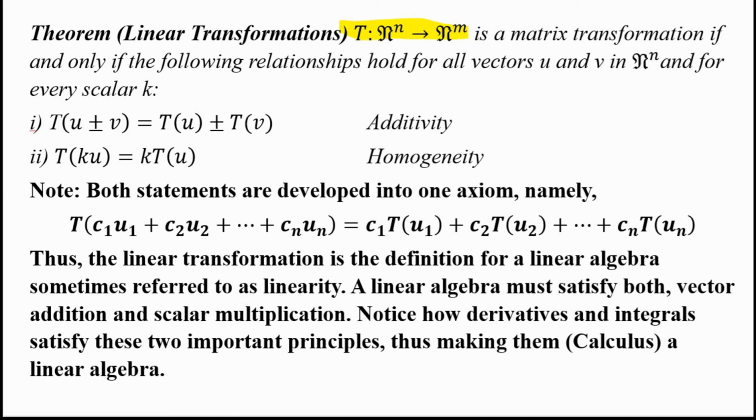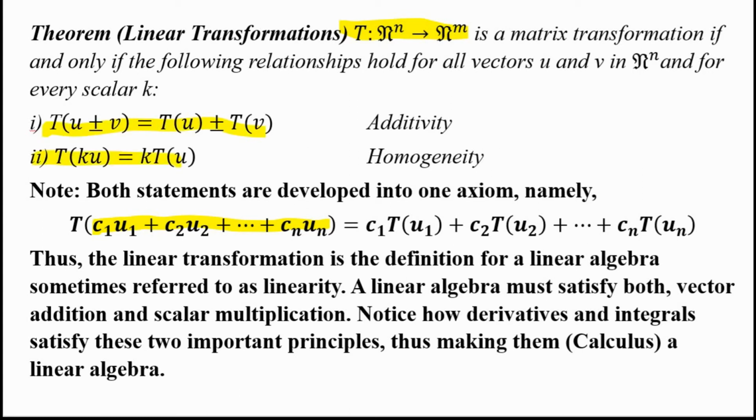Here, what I thought was interesting is that both of these statements are developed into one axiom, and it's a very important axiom. T of this linear combination, this transformation, can be broken down into its parts. That is, the transformation of the sum is the same as the parts themselves added up. So this is equal to c sub 1 comes out times T of u sub 1, plus and so on, plus c sub n times the transformation of u sub n. Now what they're doing is just taking these two axioms and combining them together.